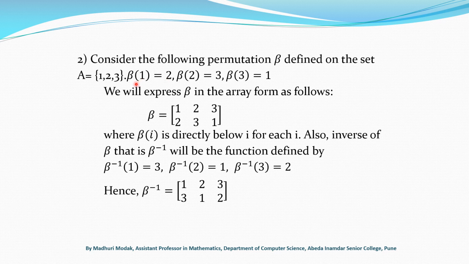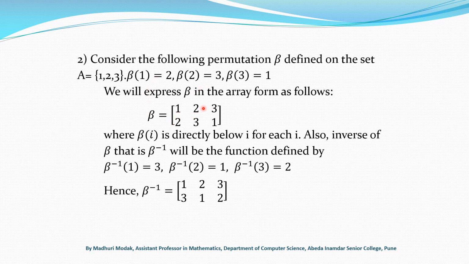It means every element in codomain has a preimage, so it is onto. Now, how to write beta in the array form? Similar to the previous case, 1, 2, 3, that is the domain. So we write it in the first row, and below that you have to write their images, as beta 1 is 2, beta 2 is 3, and beta 3 is 1.